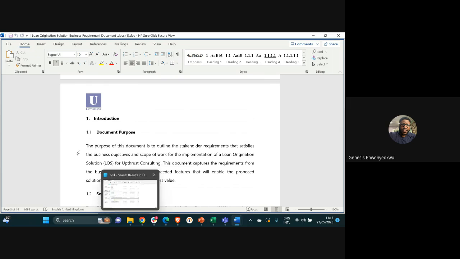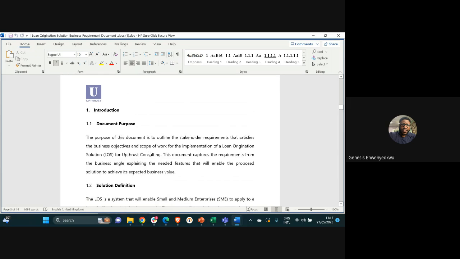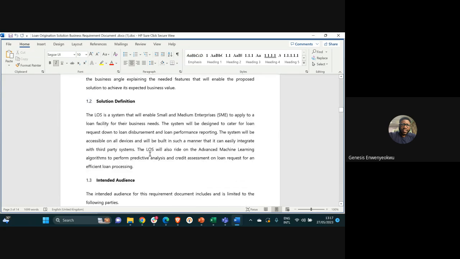Now, by the time you've defined the purpose, you also need to define the solution that the BRD is referring to. So the LOS is this and this, which would enable small and medium enterprises, MSMEs, to apply to loan facility for their business need. The solution will be designed to cater for loan requests down to loan disbursement and loan performance reporting.